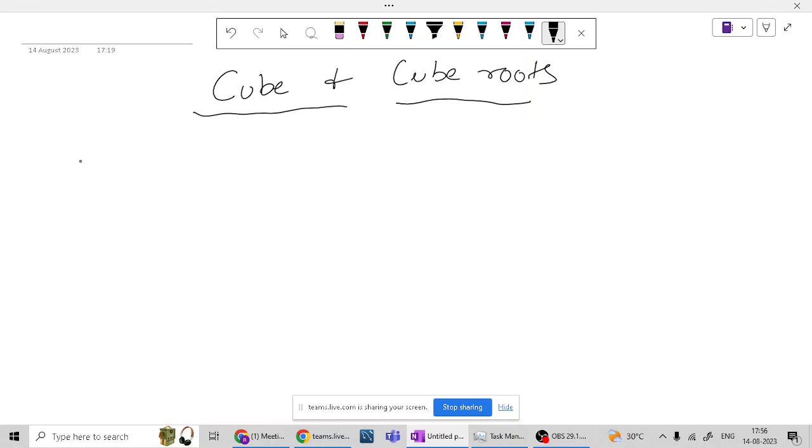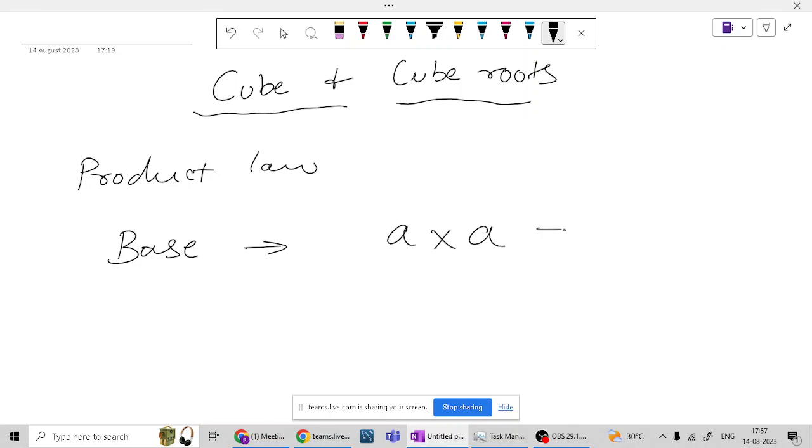Okay, we'll get back to exponents, basics. In exponents, we use product law, right? What do you mean by product law? What is product law? So when the base is same, we add the powers. Yeah, when base is same, you have to add the powers. Correct. So product law is nothing but when base is same, let me take A multiplied by A.